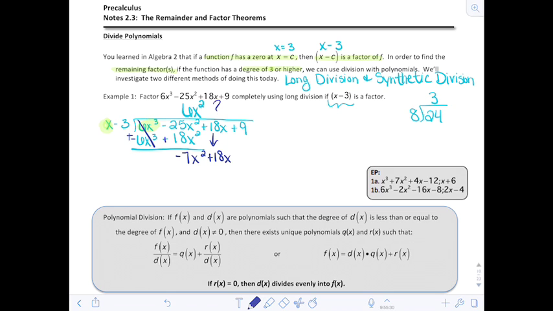What can I put in the top in my quotient so that when I multiply around, I get a negative 7x squared? That's the thought process. So let's back up now and think about this. What times x is negative 7x squared? Well, that would be a negative 7x, and I'm going to multiply that to x minus 3, so I get negative 7x squared plus 21x.